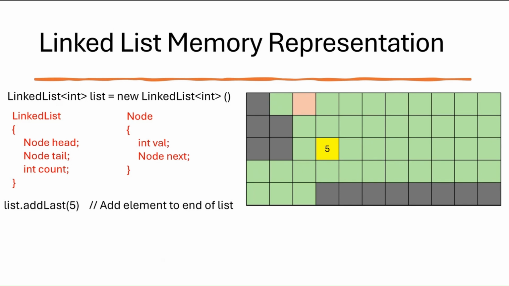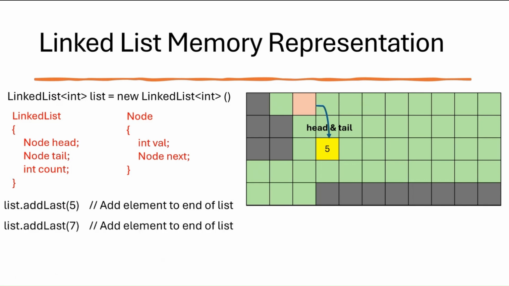We added 5 here. It created a node. The yellow one here represents the node object. So what happens when we add 5? Then the head and tail pointers of the linked list object will point to 5. And you can see it is not contiguous. It is created anywhere the free memory is available.